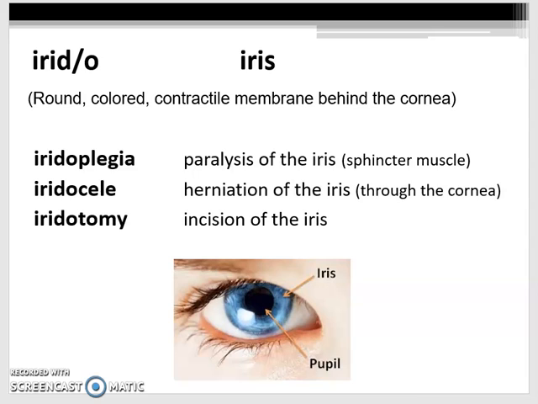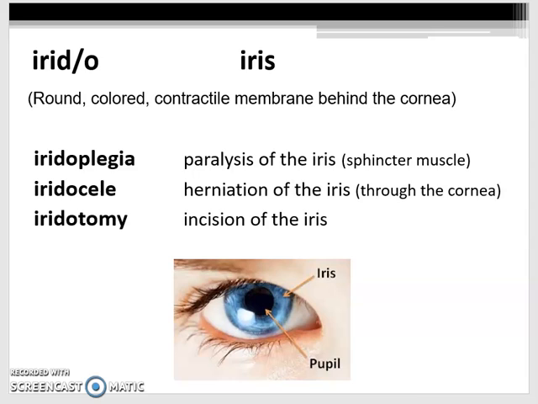And now, I mentioned the iris earlier, and the iris is really important. Its combining form is irido. It's a round, colored, contractile membrane behind the cornea. So a contractile membrane is another way of saying it's a sphincter muscle. Sphincter muscles are found throughout our body. They're the muscles that are round. I mentioned earlier peristaltic contractions. In the GI chapter, we talked about peristaltic contractions. Those are sphincter muscles. Here's another form of it.